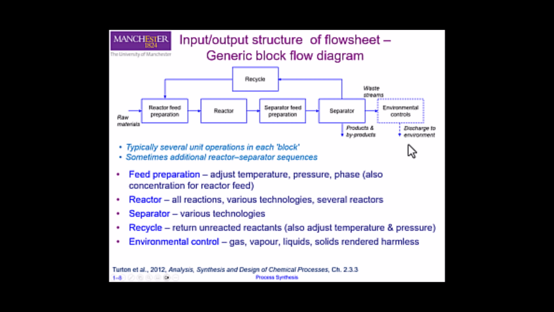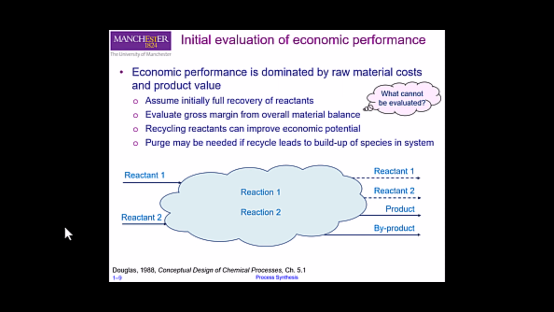Okay. So depending on your process, you can add more detail or more blocks into this block flow diagram. So knowing the input-output structure, a very basic idealized material balance can be carried out. We can estimate the gross margin for an assumed yield and making other simplifying assumptions. For example, we can assume that we have a full recovery of reactants or we have 100% conversion.